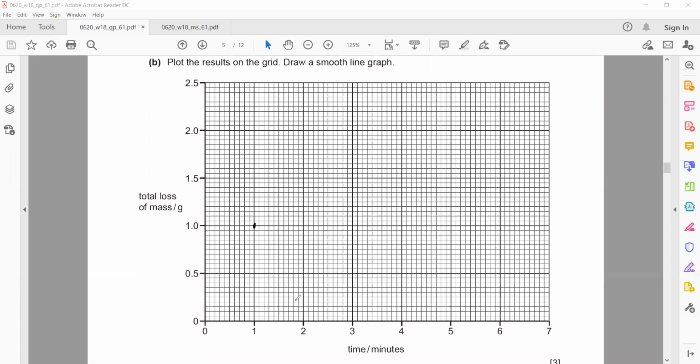This was 1, then it was 1.6, 1.9, then 2.1, and 2.1. So we have to draw a smooth line graph. So just join these points to make a smooth line graph.